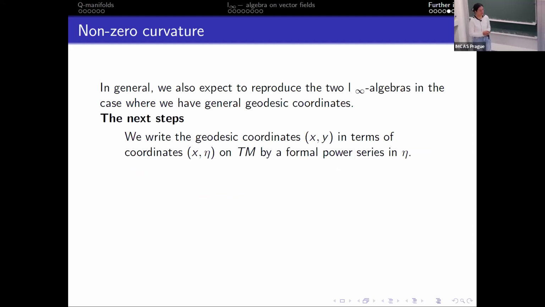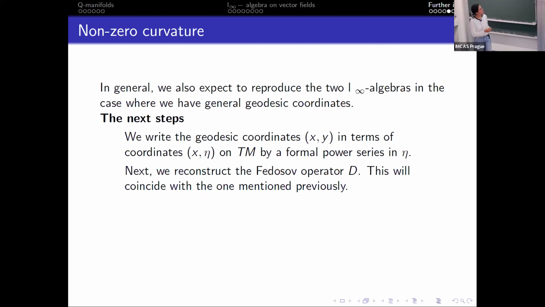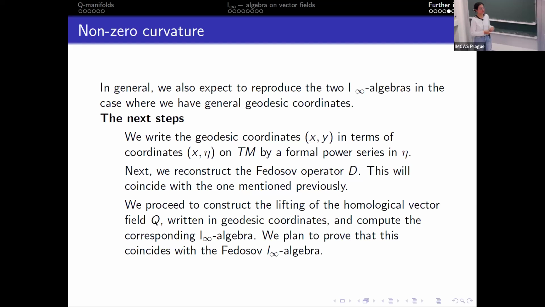So first, what I'm going to do is to express the geodesic coordinates in terms of coordinates on TM by expressing y in a formal power series in the vector eta. What we wish to do now is to reconstruct the Fedosov connection in this approach. And what we expect to have is to reconstruct the Kapranov and the curved L-infinity algebra from these general coordinates. But this is something that I still need to do, it's something in progress now.